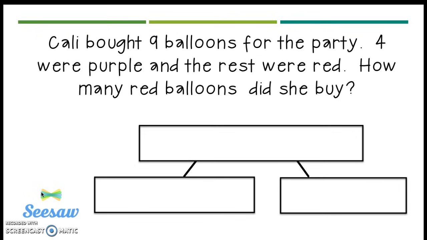Callie bought 9 balloons for the party. 4 were purple, and the rest were red. How many red balloons did she buy? All right, I'm going to read it again a little bit slower. Callie bought 9 balloons for the party. 4 were purple, and the rest were red. How many red balloons did she buy? Good luck, friends.